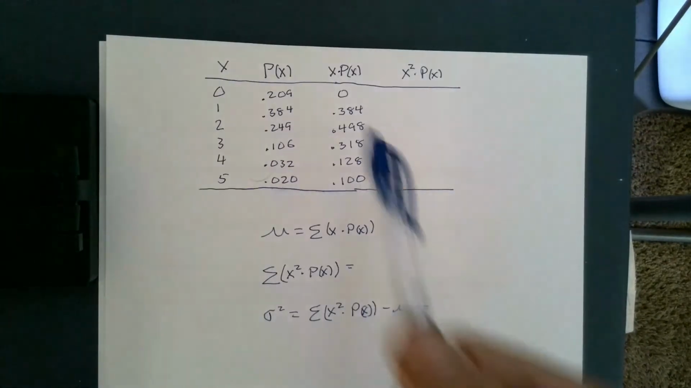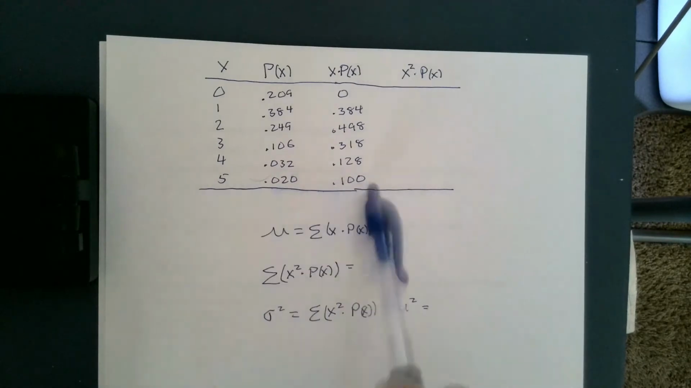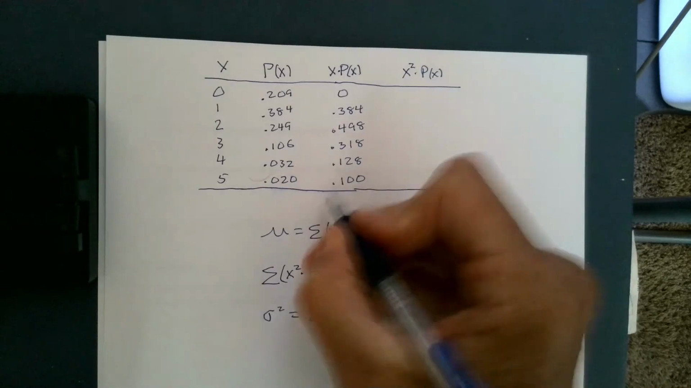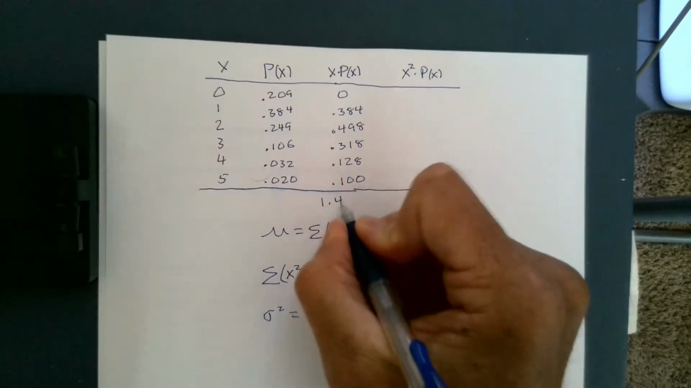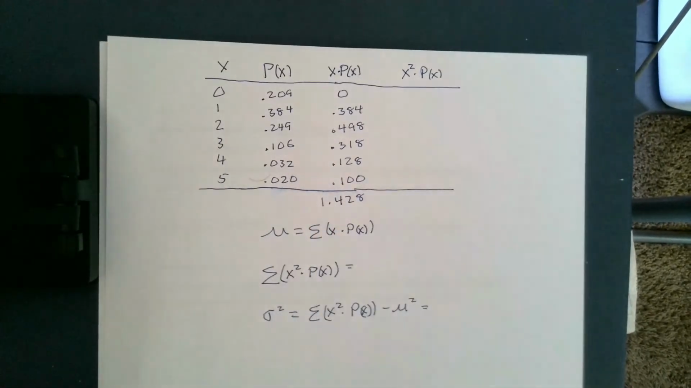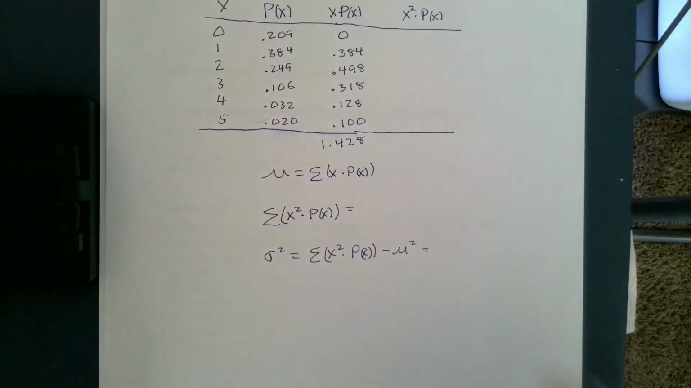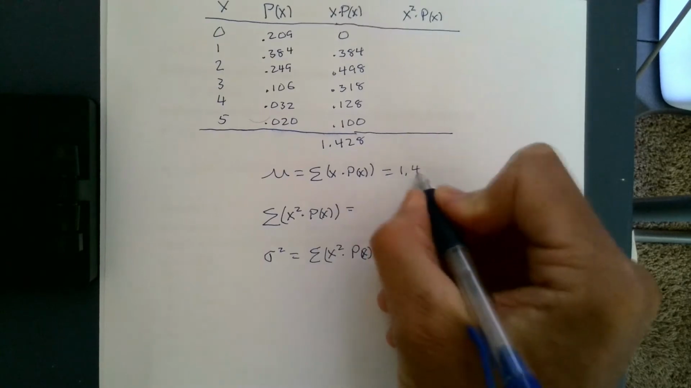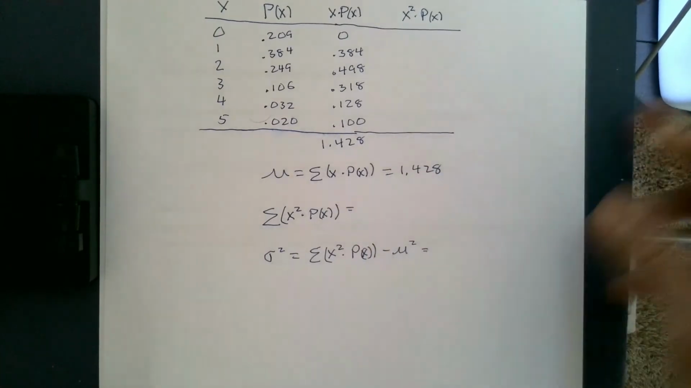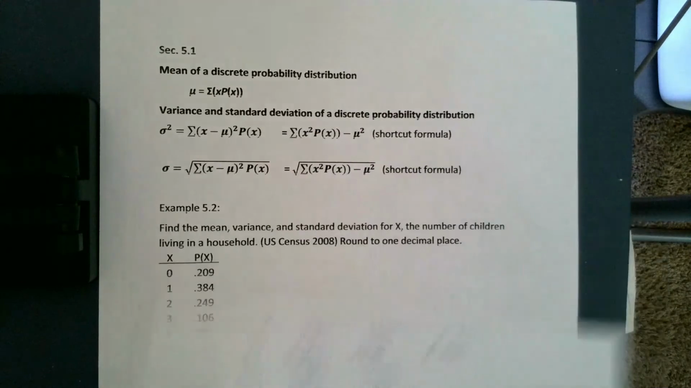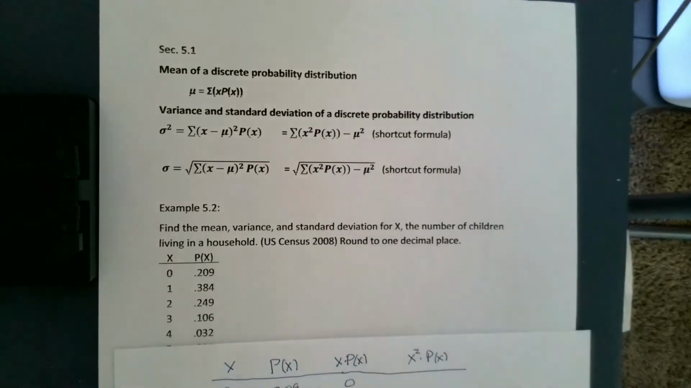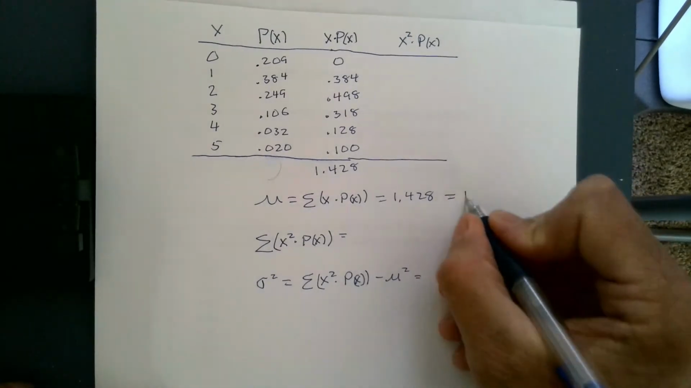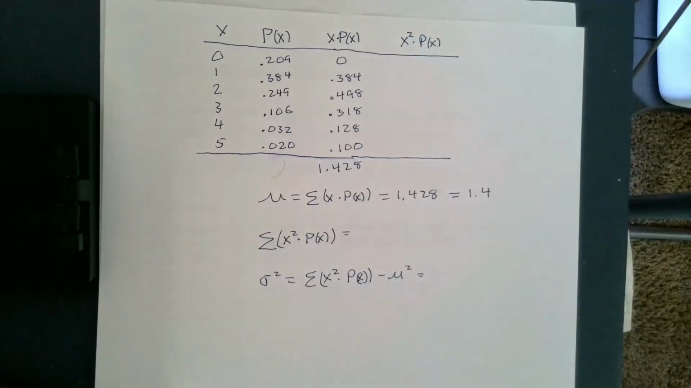And then once you've added the third column, we simply multiply across. Okay, now that we've finished multiplying the numbers across, we add the new column 3. And this gives us 1.428. So the mean number of children living in a household in the United States was 1.428. And the instructions say to round to one decimal place. So this results in 1.4 when we round off.